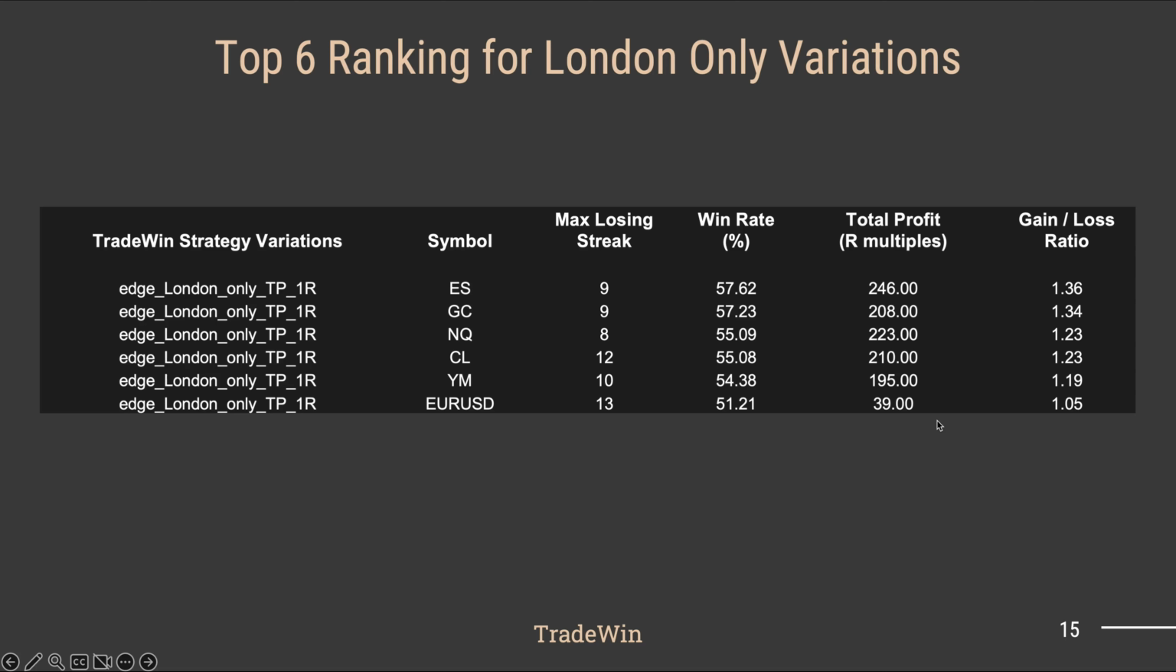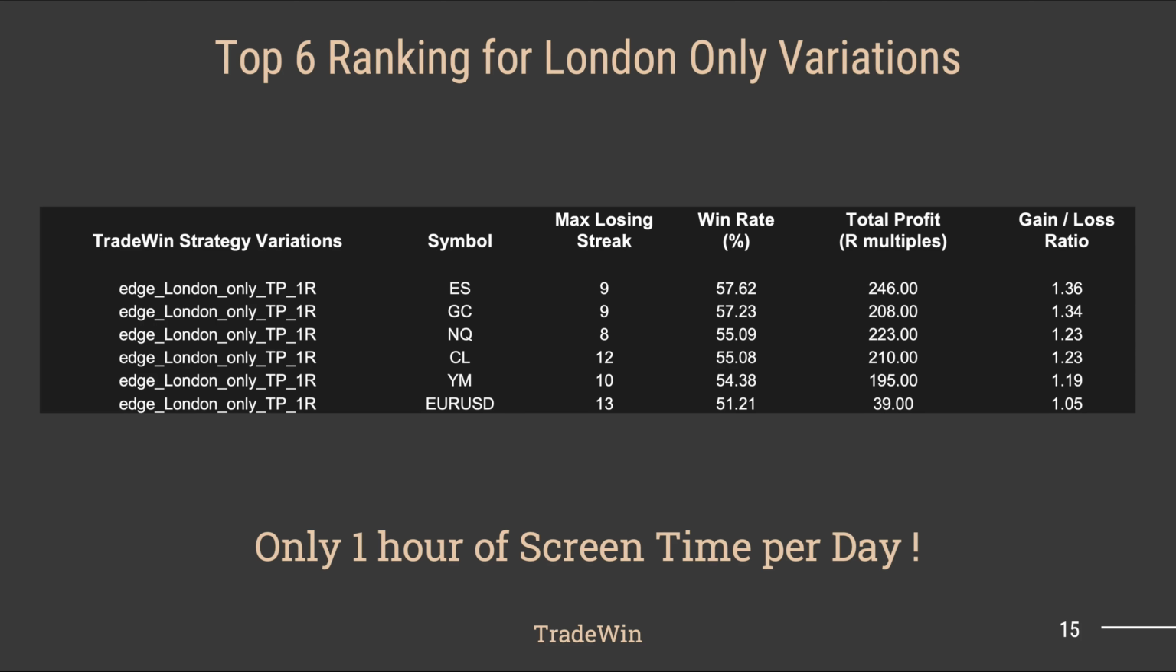And then the gain-loss ratio. And I ranked my strategies and the symbols based on the gain-loss ratio, which is for me the most important metric. I will let you study this table. I will go on to the next slide in order to give you some explanations. Remember that those results correspond to only 1 hour of screen time per day trading the London Silver Bullet session.